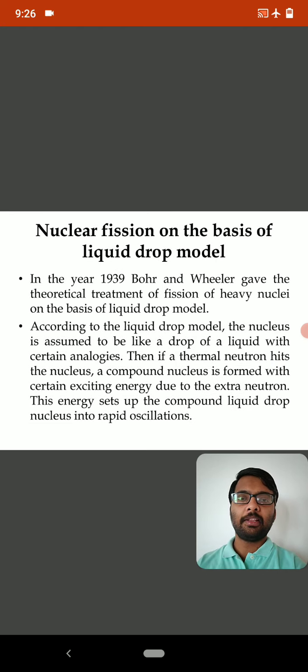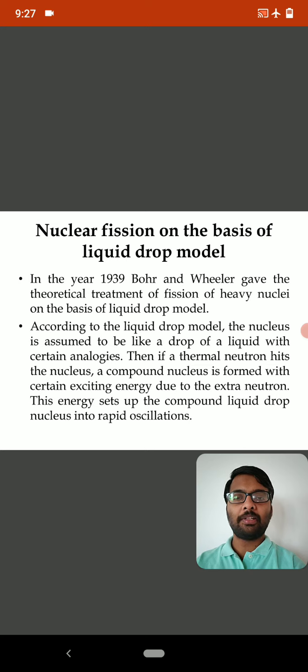Then how do we understand nuclear fission on the basis of the liquid drop model? To explain the process, in the year 1939 the two scientists Bohr and Wheeler gave the theoretical treatment of nuclear fission of heavy nuclei, which is based on the liquid drop model.